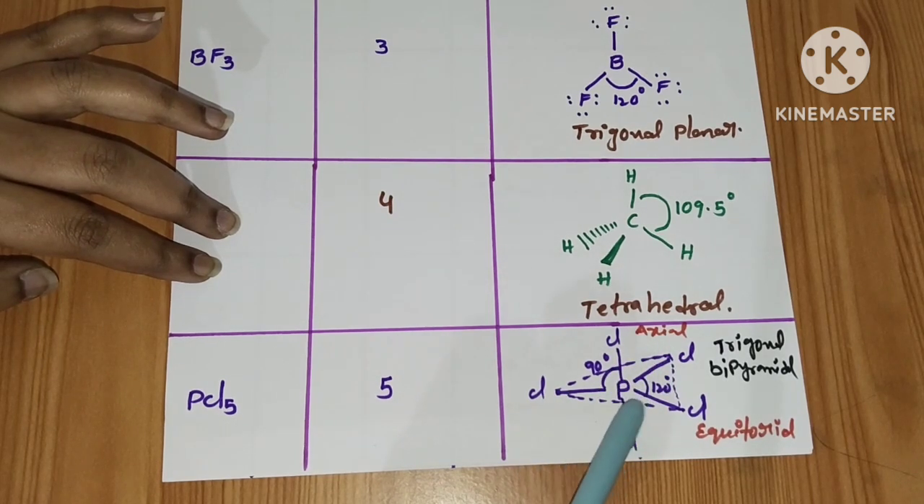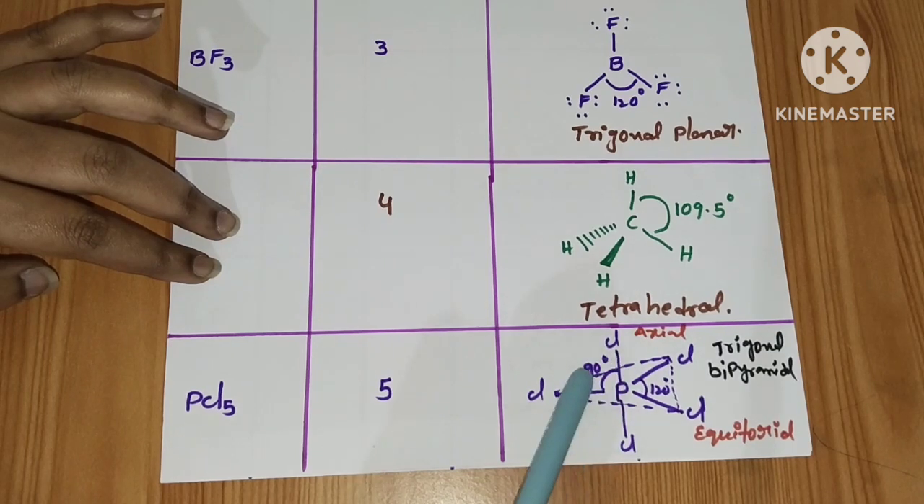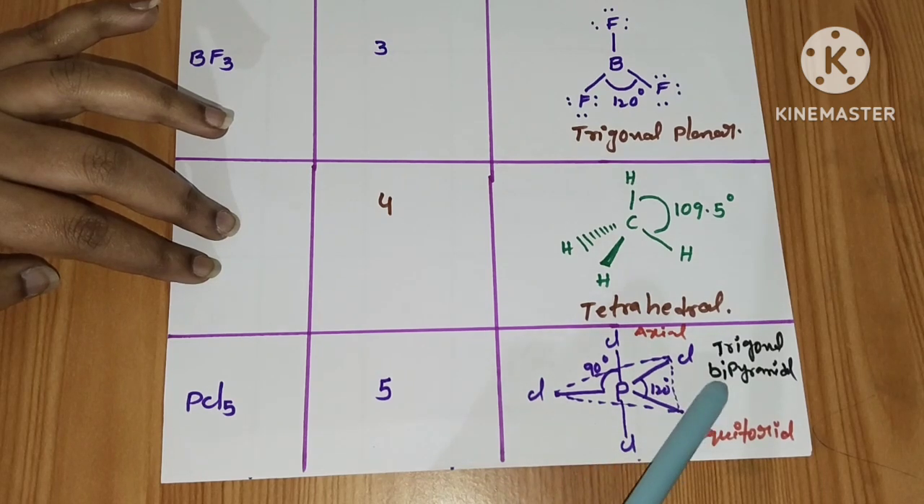According to VSEPR theory, these 5 bond pairs arrange themselves to stay as far apart as possible and form a trigonal bipyramidal shape with bond angle of 120 degrees.